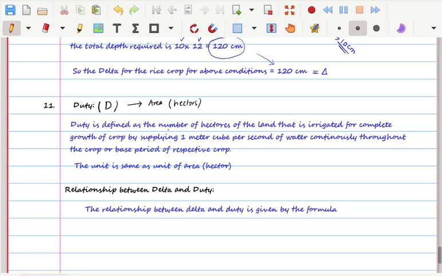Duty is defined as the number of hectares of the land that is irrigated for complete growth of crop by supplying 1 m³ per second of water continuously throughout the crop or base period of respective crop is known as duty of the crop. Got it? If you are continuously providing water till the growth or maturity of the crop, and the supply should be 1 m³ per second, then the total area which is being irrigated is known as the duty. So the unit of the duty is going to be in hectares.